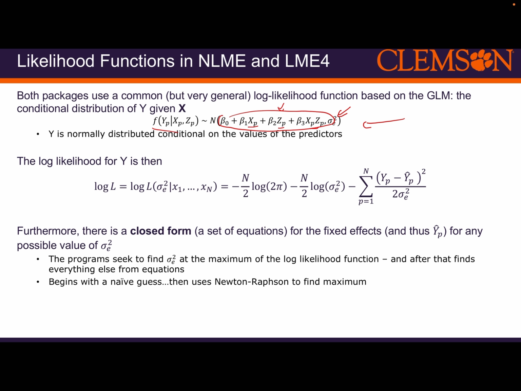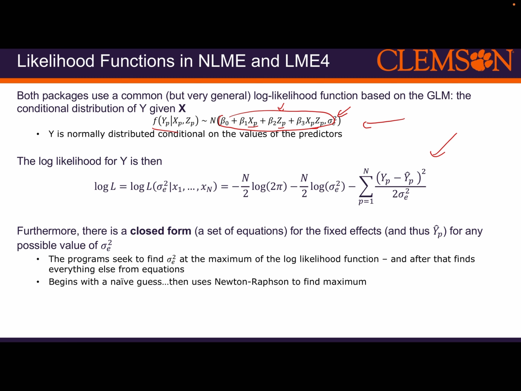That in and of itself, we could basically come up with a log likelihood for y based on this. And we could still do the same calculus to figure this out. There is a closed form, a set of equations for fixed effects. But this program doesn't necessarily find it. Actually, it technically does, but we're going to figure it out based on maximum likelihood.